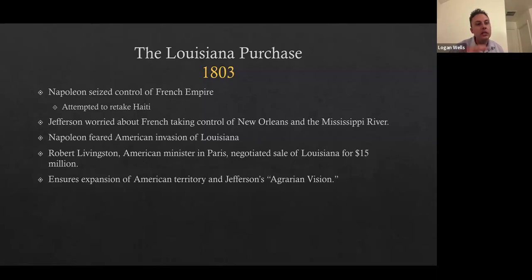So you have Robert Livingston, an American minister in Paris. He negotiates the sale of Louisiana for $15 million. And right, Jefferson actually wasn't wanting all of this land initially. He just wanted Louisiana. He just wanted New Orleans. And Napoleon just said, "Hey, why don't you just take all of it? Right? We don't need it. Just take the whole land."